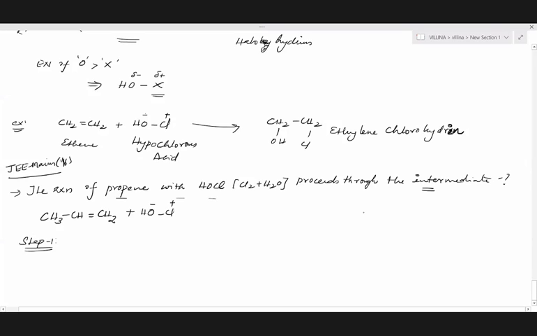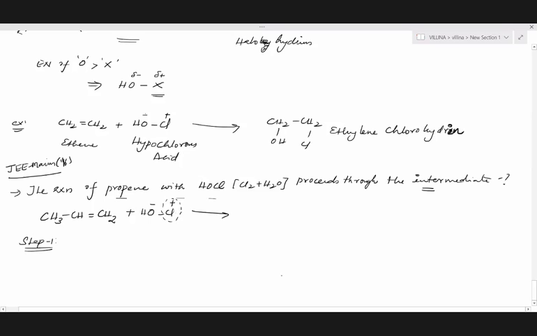Okay, so for us to understand what is the type of intermediate or what is the type of product that we will get, we have to follow the mechanism. So simply, first and foremost, the step will be the addition of electrophile. Here the electrophile will be Cl+, not OH+, because that's illogical, because the electronegativity of oxygen is more.